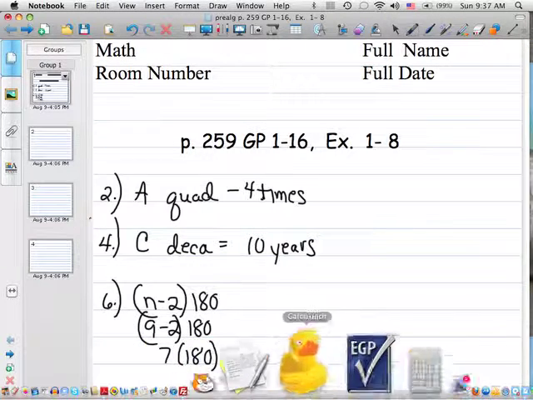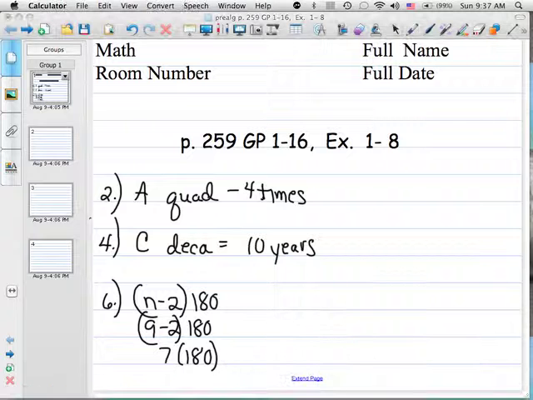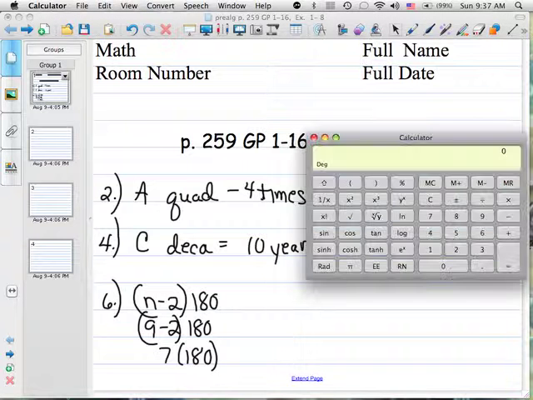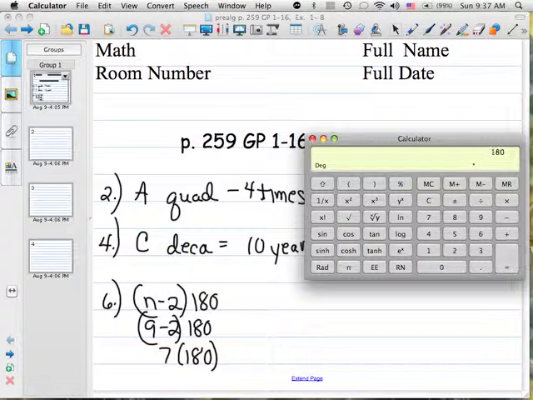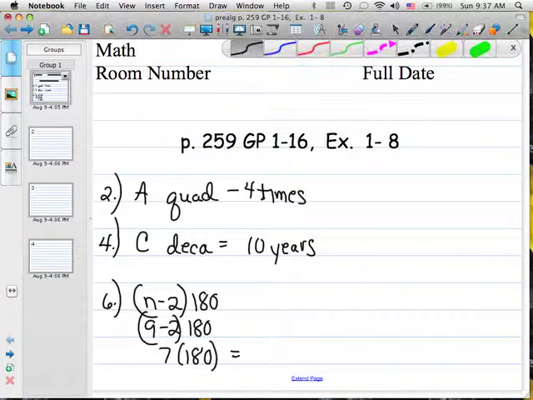Okay, so 7 times 180. So the number of degrees in this figure is 1,260.